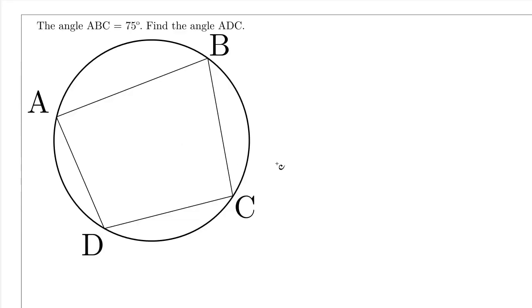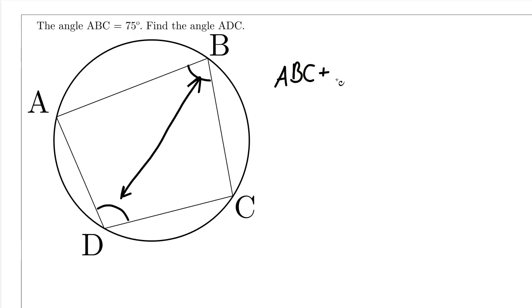And on to Theorem 4. Opposite angles in a cyclic quadrilateral add up to 180. They're supplementary. So the question tells us the angle ABC is 75. This angle here is 75, and we need to find ADC, this angle here. Now, as it happens, these two angles are opposite, which means they add up to 180.